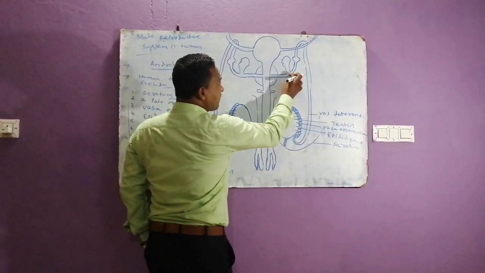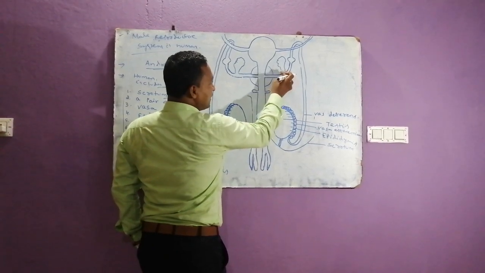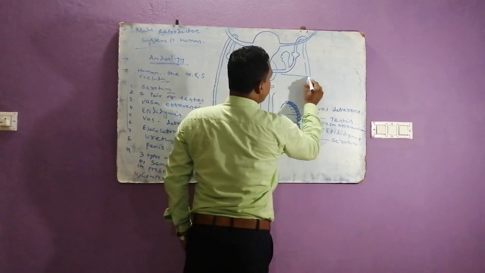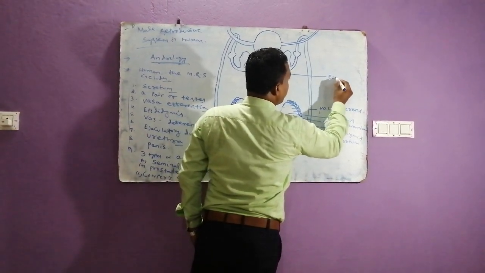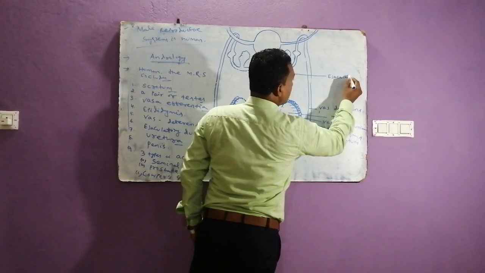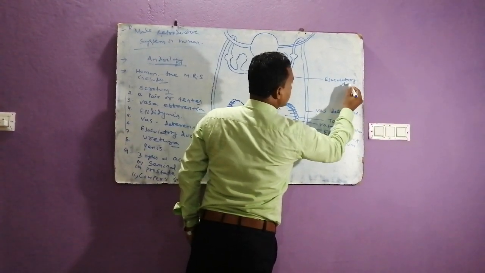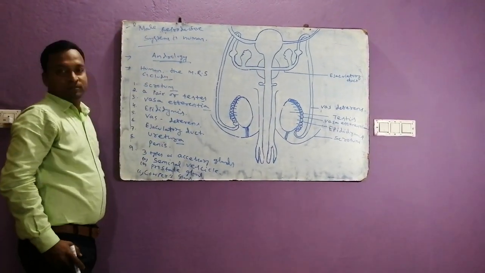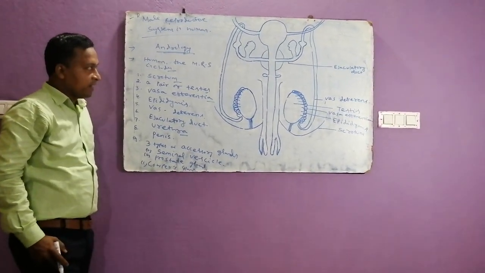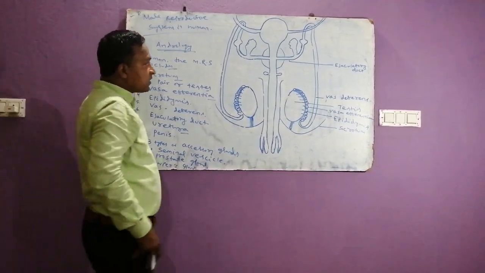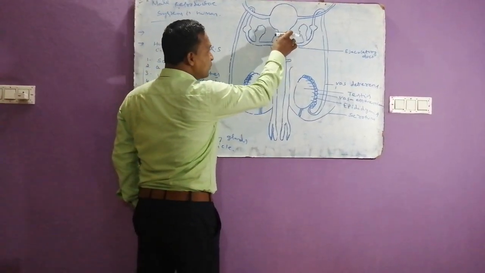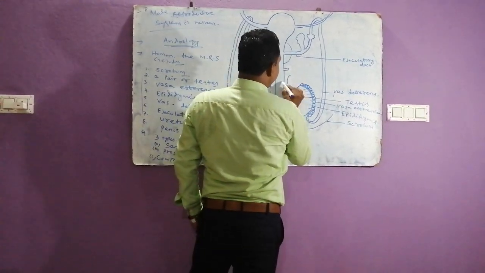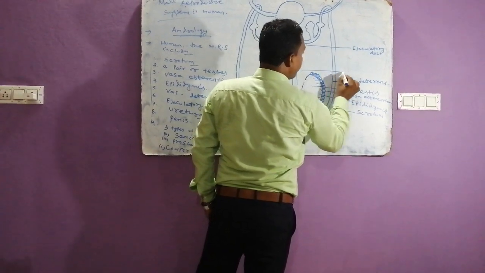Just after the vas deferens, there is a small duct. We can call that ejaculatory duct. Try to focus. Just after the ejaculatory duct opens into another duct, we can call that urethra.